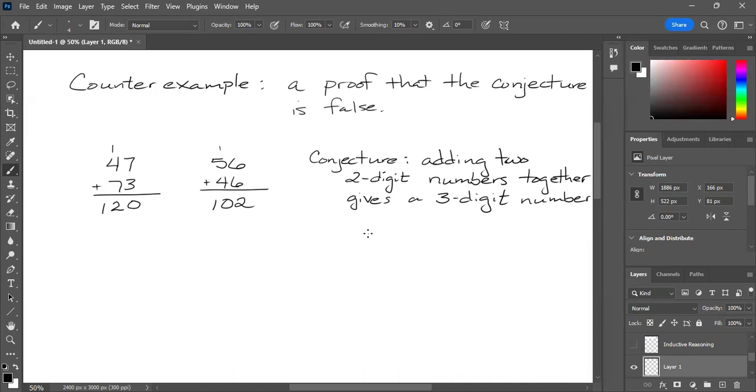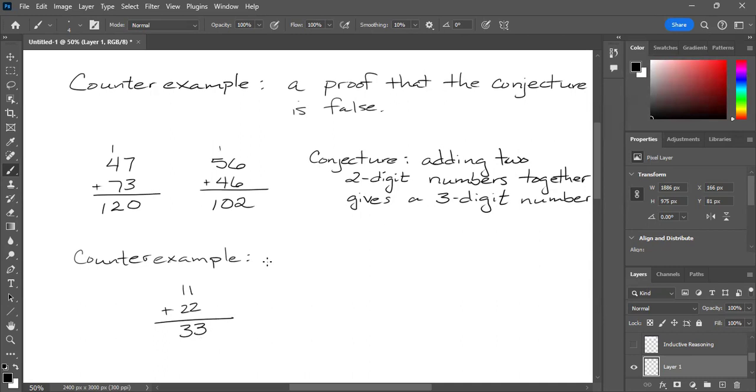Is it always true, though? I can come up with a lot of two-digit numbers and add them together and come up with a three-digit number. So a counterexample would be a time when I can come up with two two-digit numbers whose sum is not a three-digit number. For example, 11 and 22. When I add those together, 2 plus 1 is 3, and 2 plus 1 is still 3. I got a two-digit number. So that's a very good counterexample, proving that this conjecture is false.